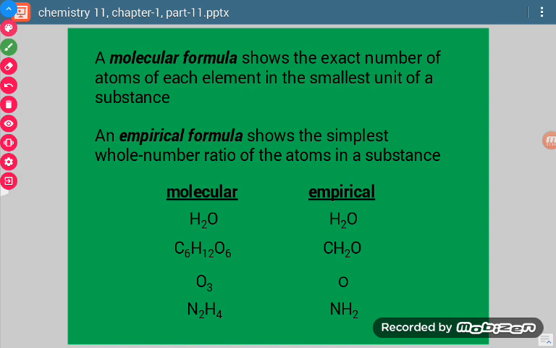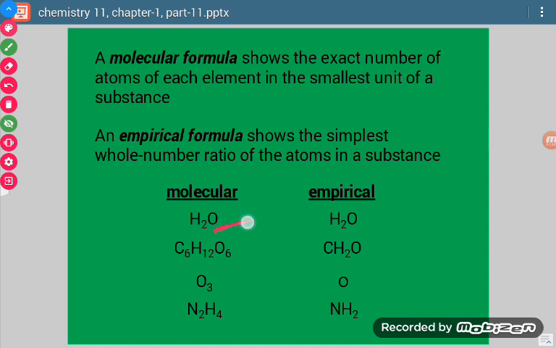Again we can repeat it. A molecular formula shows the exact number of atoms of each element in the smallest unit of a substance, whereas empirical formula shows the simplest whole number ratio of the atoms in a substance. Now with the examples we can check.